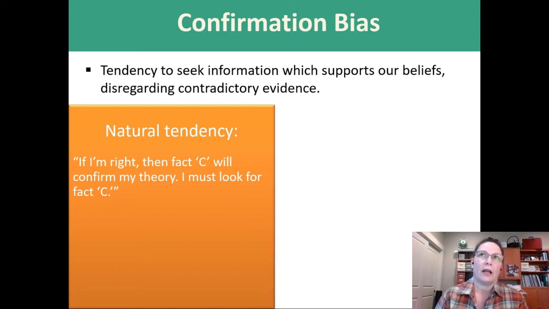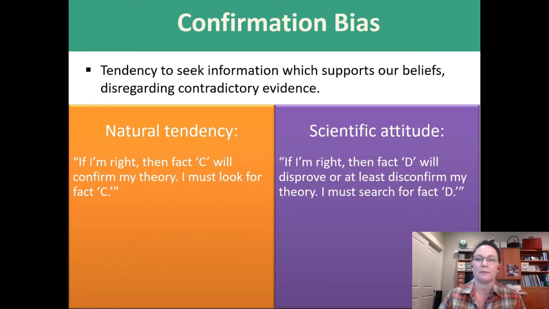So in our natural tendency, the way that we think about things, we try and figure out, how would I know if I'm right? And we say, well, if I'm right, then this fact would confirm my theory, so I need to look for this fact. That's my job, is to look for facts that would support my belief. That's our natural tendency. That's normal logical thinking. In science, we actually suspend that natural tendency and instead adopt a scientific attitude, which is where we say to ourselves, if my hypothesis is correct, my job is to try and disprove it.